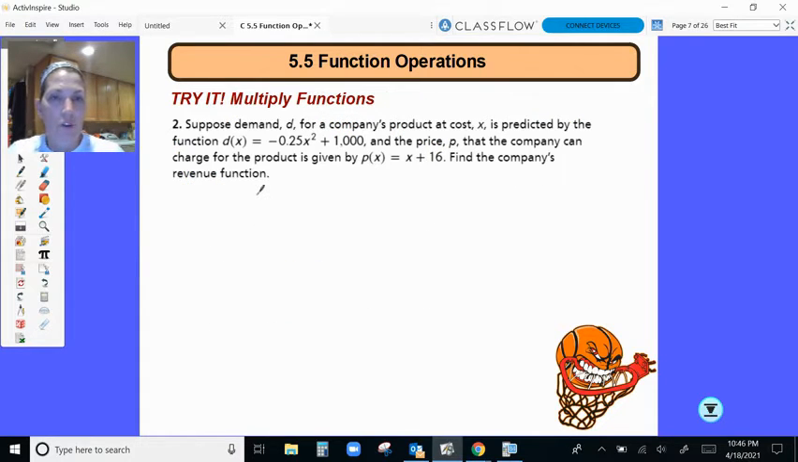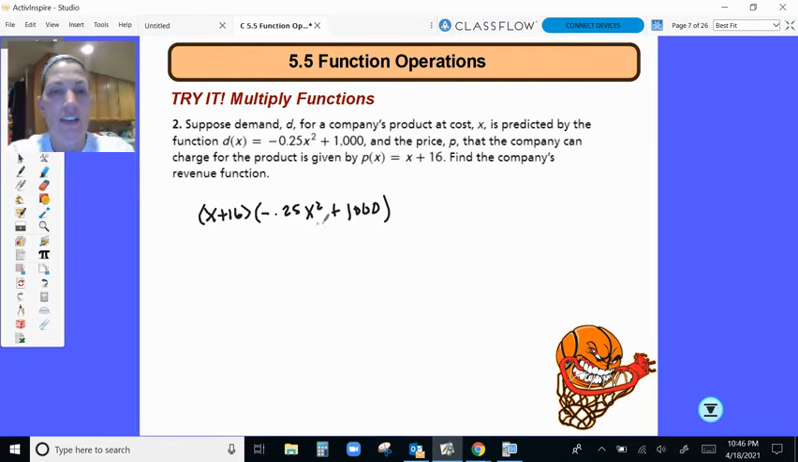So right here, suppose my demand for a company's product at price X is predicted by the function here, that's my demand, and the price P of the company can charge for the product is given by this one, by this price function. Find the company's revenue. So remember, my revenue is P of X times D of X. So I'm just going to take my X plus 16, and we're going to multiply it by negative 0.25 X squared plus 1,000.